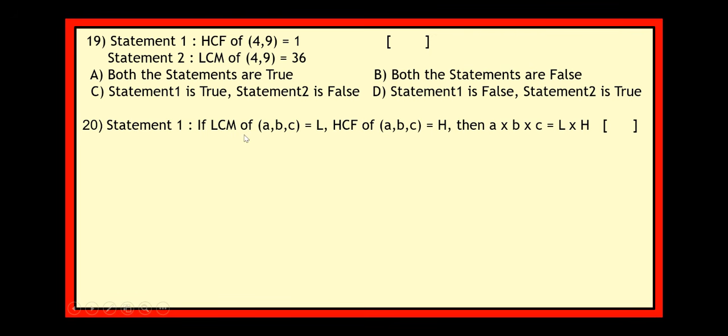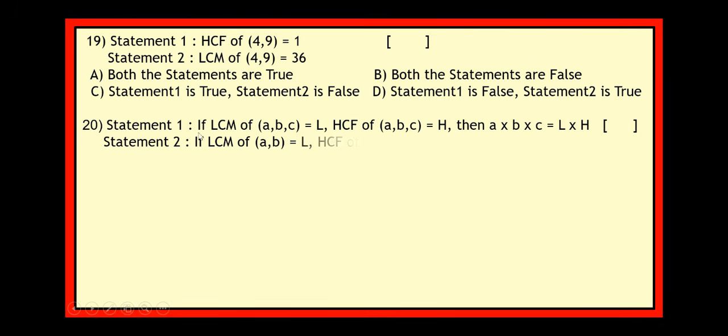Statement 1: If LCM of three numbers A, B, C is equal to L and HCF of the same numbers A, B, C is equal to H, then the product of numbers A into B into C is equal to L into H. It is not true when it is for three numbers. If it is for three numbers, then the product of the three numbers is not at all equal to LCM into HCF. But for two numbers, it is true.